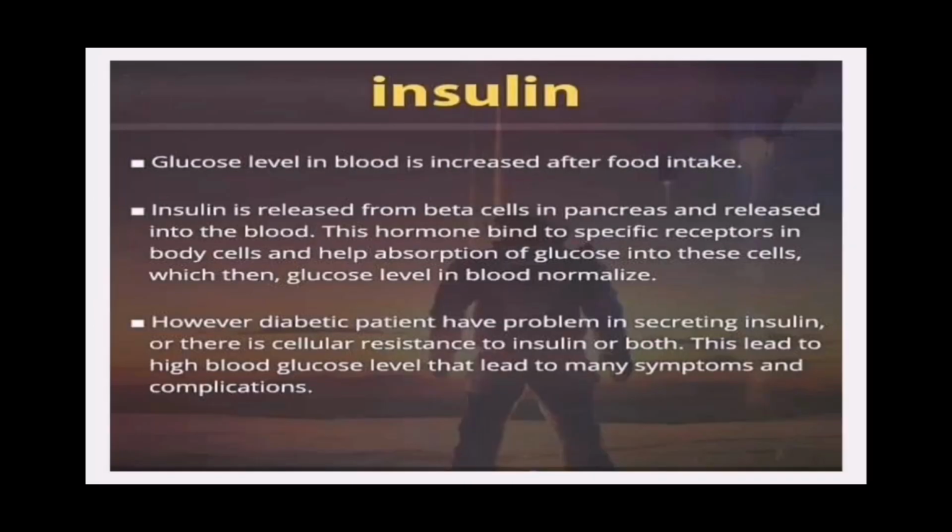Insulin. Glucose level in the blood increases after food intake. Insulin is released from the beta cells in the pancreas into the blood. This hormone binds to specific receptors on the body cells and helps absorption of glucose into these cells, which then normalizes the glucose level in the blood. However, diabetic patients have a problem secreting insulin, or there is a cellular resistance to insulin, or both. This leads to a high blood glucose level that leads to many symptoms and complications.